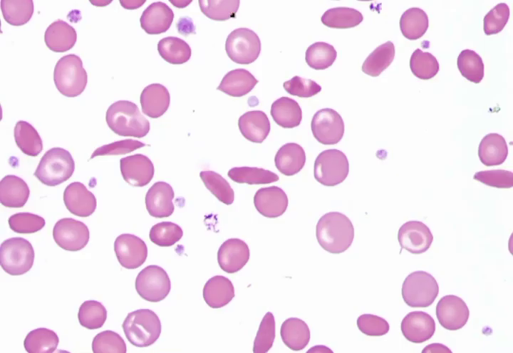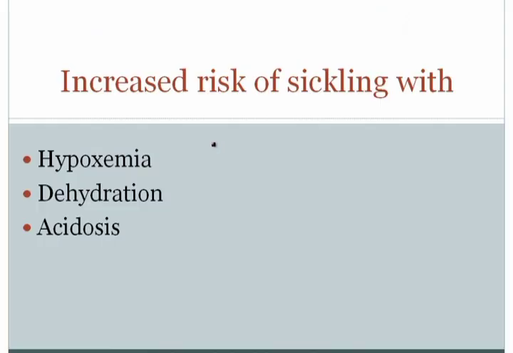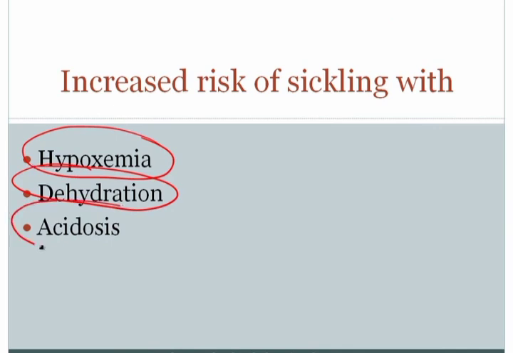This is what the sickle cells look like. They kind of take on this banana shape, and again, this is due to the polymerization of the hemoglobin S. The circumstances in which we would see an increased risk of polymerization of the hemoglobin would be in hypoxemia. So when the hemoglobin is deoxygenated, there'll be an increased risk of sickling. In dehydration, there's an increased risk of sickling. And in acidosis, there is an increased risk of sickling. So these are the three driving factors for sickling.